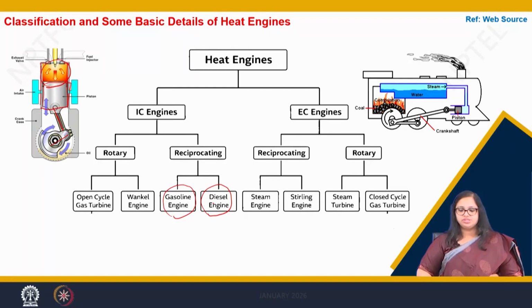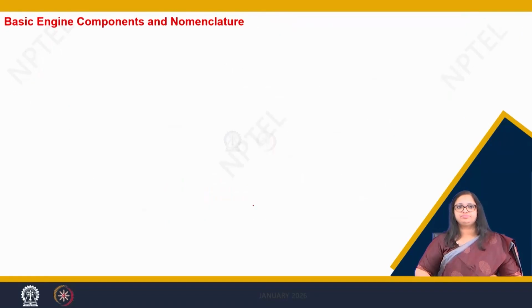However, in external combustion engines, for reciprocating, we have the steam engine, which I have explained briefly. There is also the Stirling engine. If you are more interested, you can use different sources to learn about them. However, this course does not have the bandwidth to cover all the different types of internal combustion engine and external combustion engine, as these are not used in mining machines. In rotary type external combustion engines, we have steam turbines and closed cycle gas turbines, which you can find by searching through various sources.